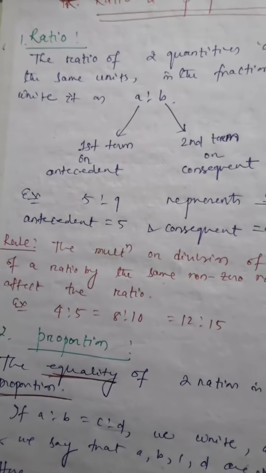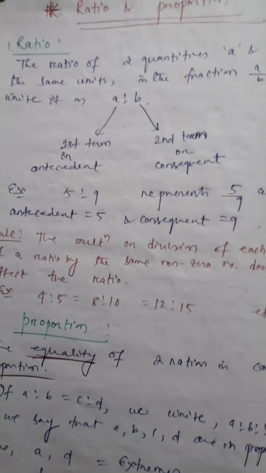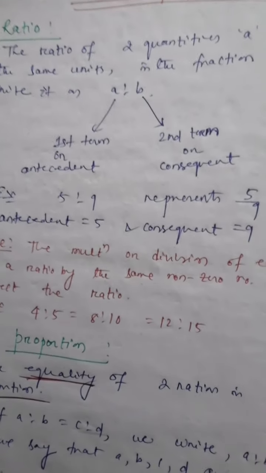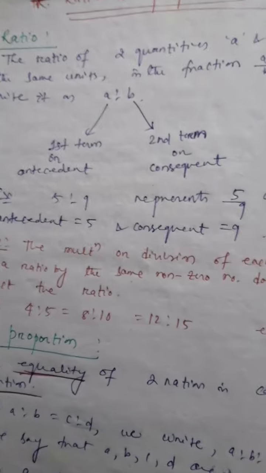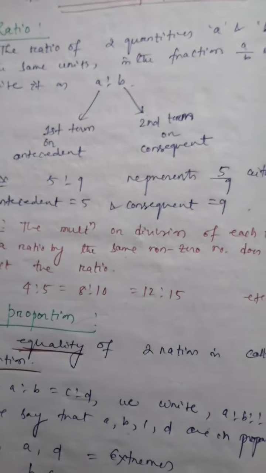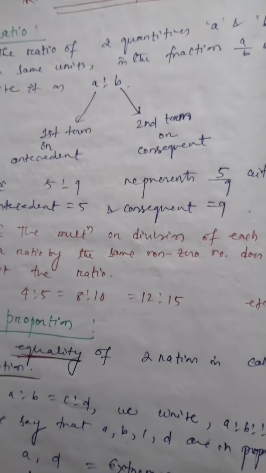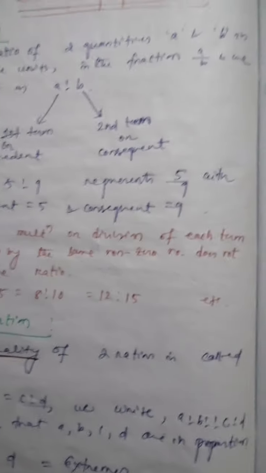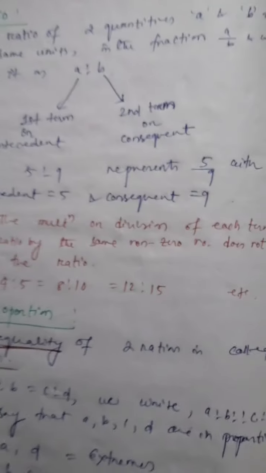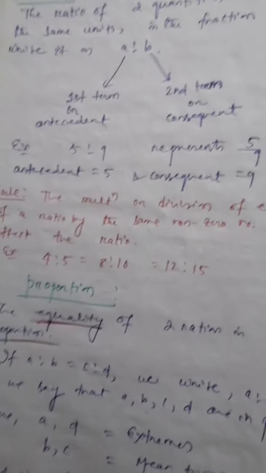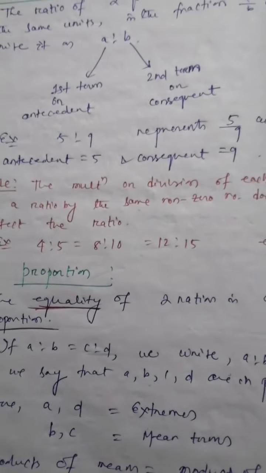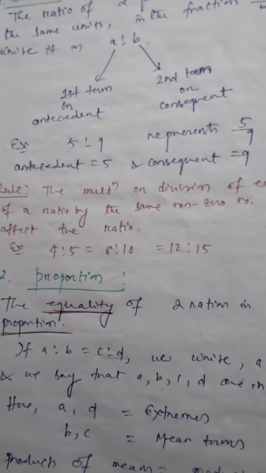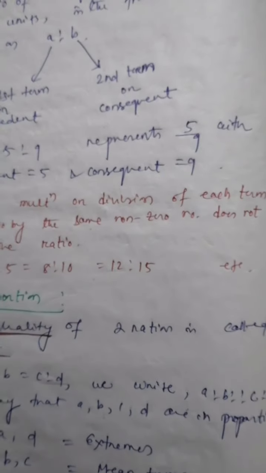As mentioned here, a ratio is always between the same units. For example, we can take centimeter, centimeter, Newton, Newton, kilogram, kilogram, etc. That means the units should not be different in the numerator and the denominator. Fine. For example, 5:9 represents the fraction 5 by 9, with antecedent 5 and consequent 9.